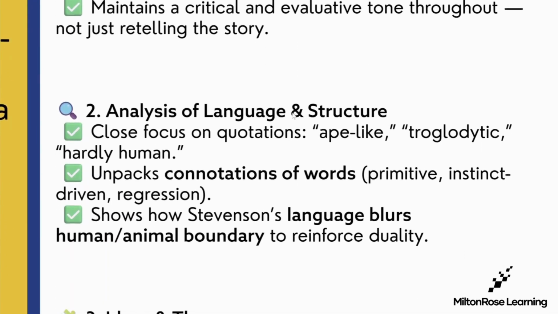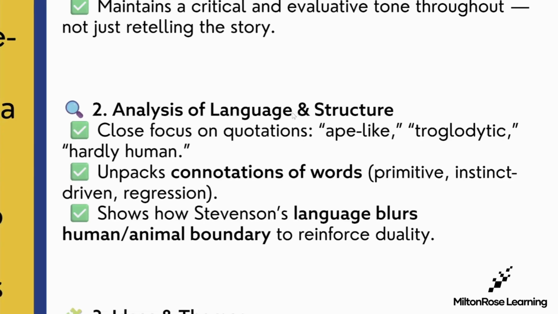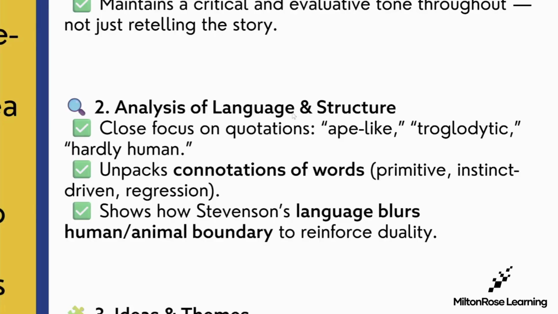Number two, analysis of language and structure. Well, it does zoom in, doesn't it? It focused on ape-like, troglodytic, hardly human. It's zooming in on keywords and phrases, which is always a good thing. Always do that if you can. It does unpack connotations of words, like the hidden associations of words, like primitive, instinct-driven, regression, those kinds of things. And it does show how Stevenson's language blurs human and animal boundaries to reinforce the duality. So it's very much analysing the language on quite a deep level for me.